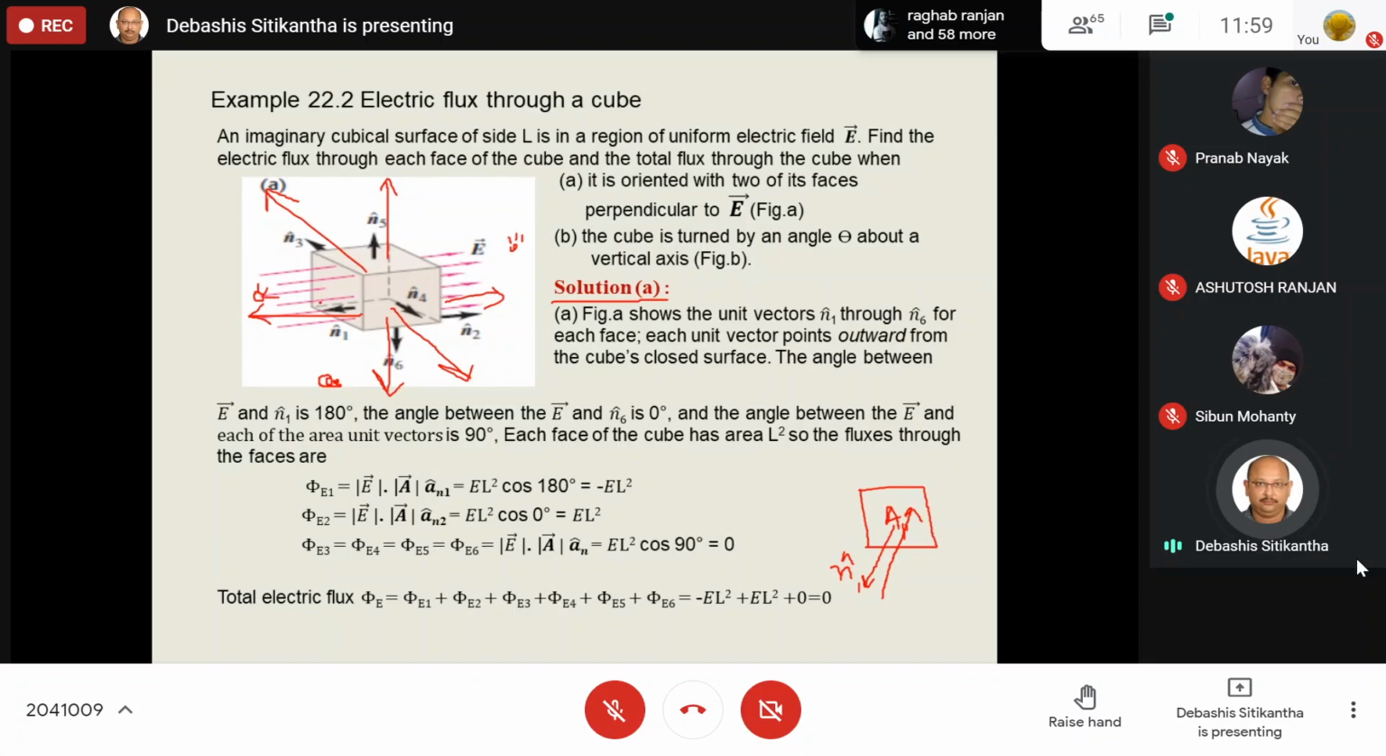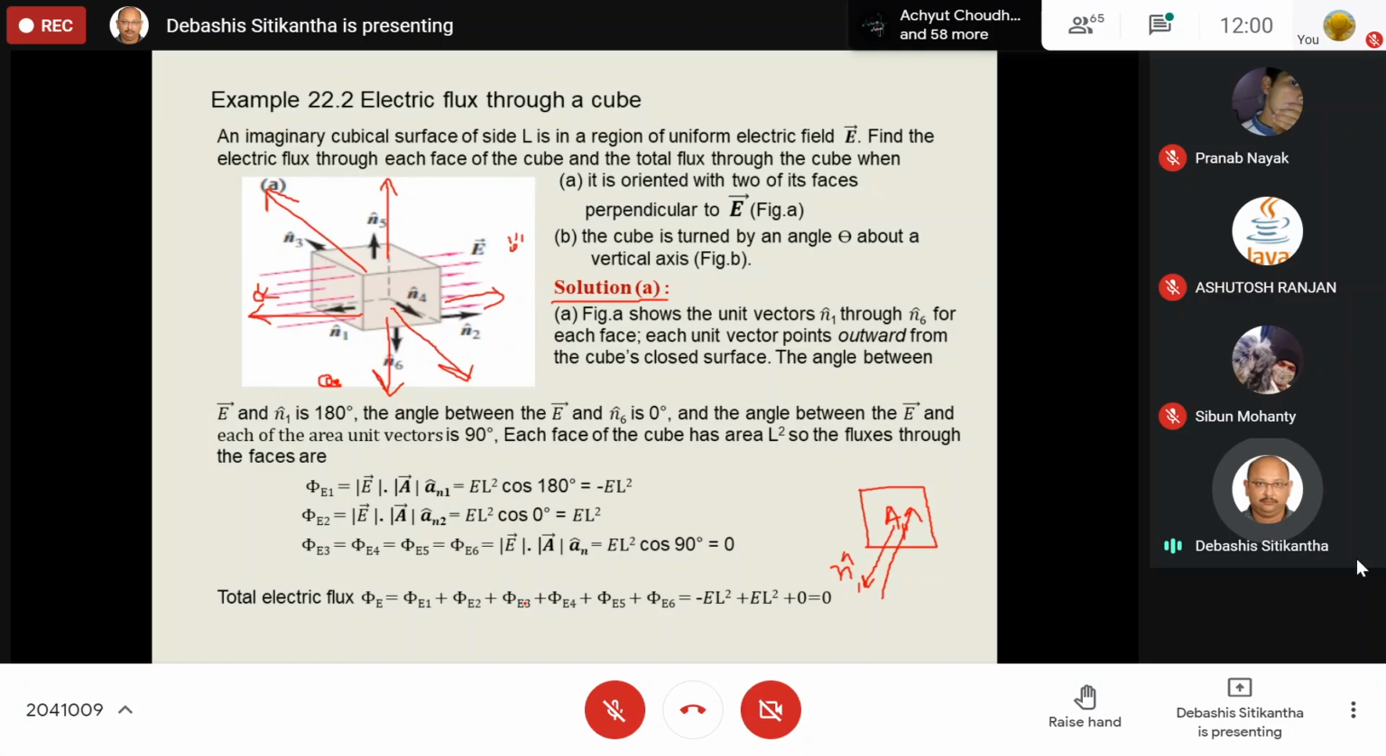So please remember this. Now let us try to solve the problem. What we have written over here? There are n1 up to n6 unit vectors, and each of these unit area vectors has a direction outwards. Now let us see one by one. Let us first consider this area A1.